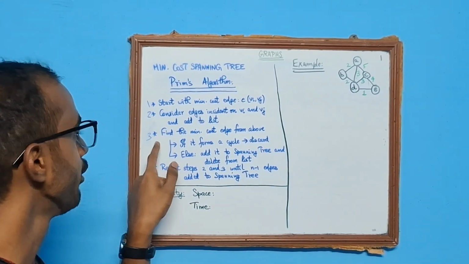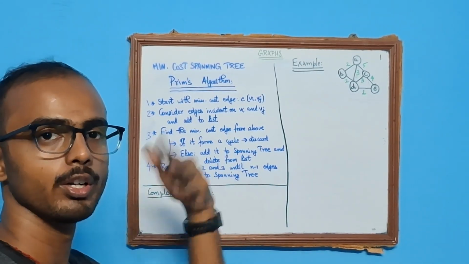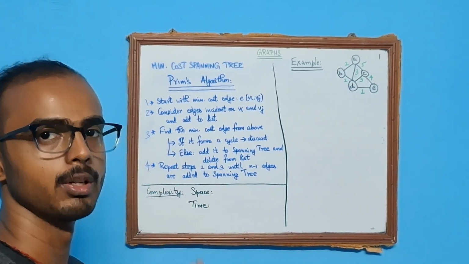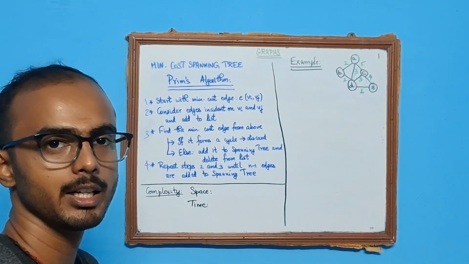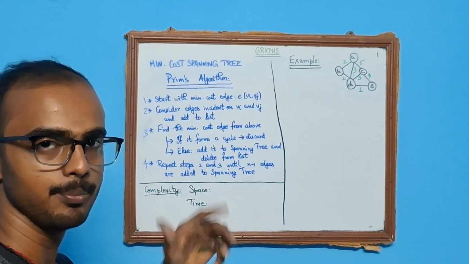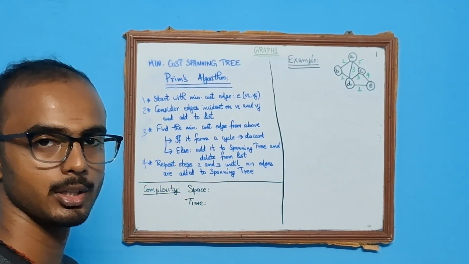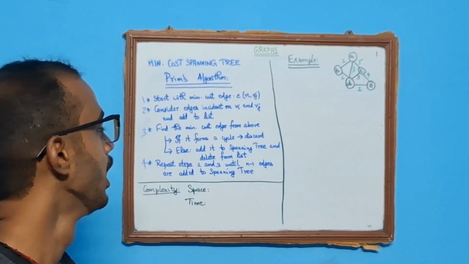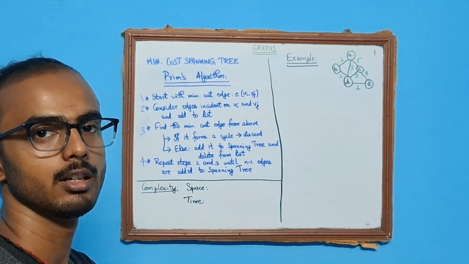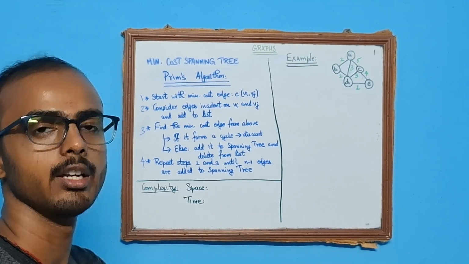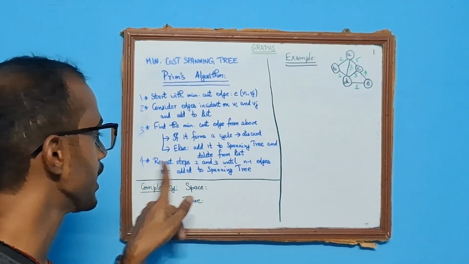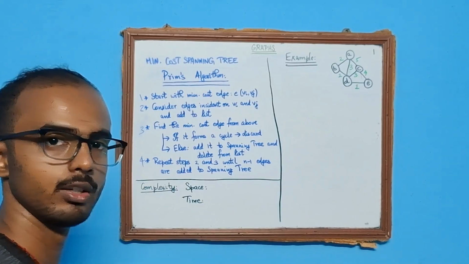Okay. And then find the minimum cost edge from the above list. If it forms a cycle, we are going to discard it because we don't want a cycle. That's the basic definition of spanning trees, right? And if it does not form a cycle, we'll add it to the spanning tree and delete it from the list because we are not going to consider the edge again. Next, repeat steps 2 and 3 until n-1 edges are formed, because if there is no cycle in the graph and it is to be a tree, then the number of edges should be equal to n-1, right? We have to repeat these steps until n-1 edges are added to the spanning tree.